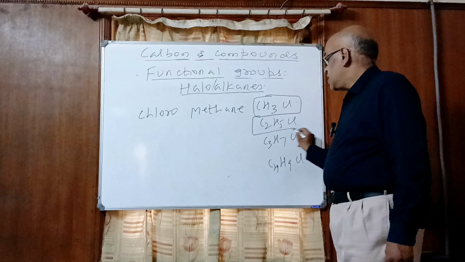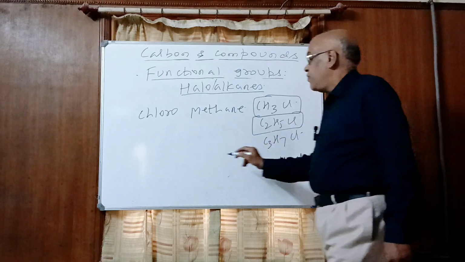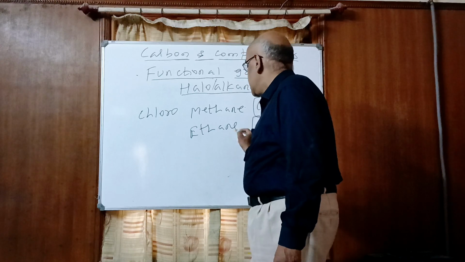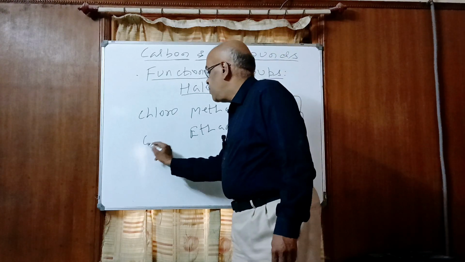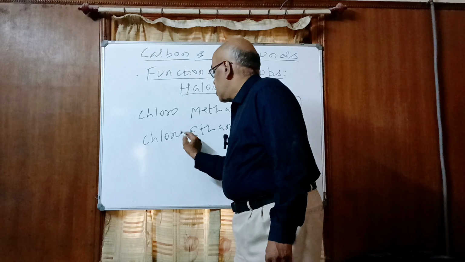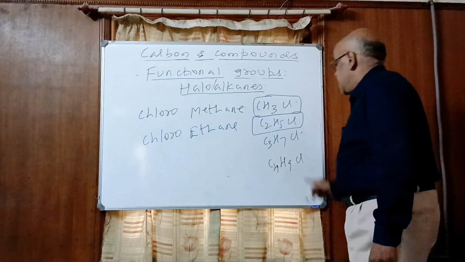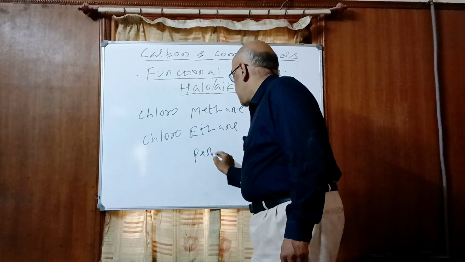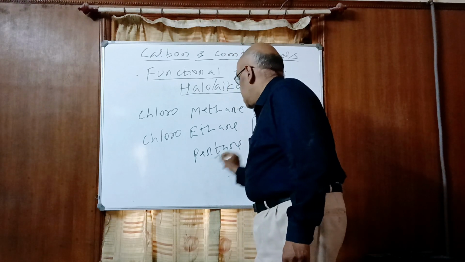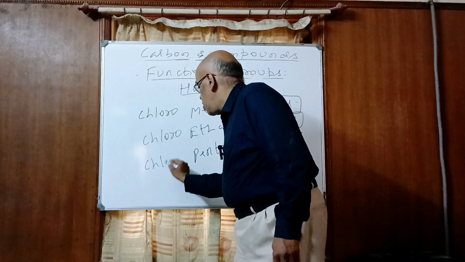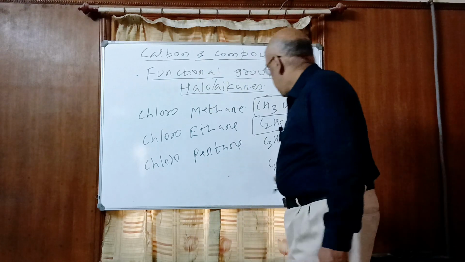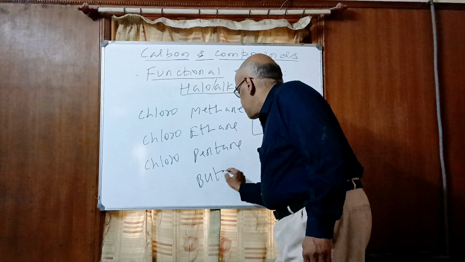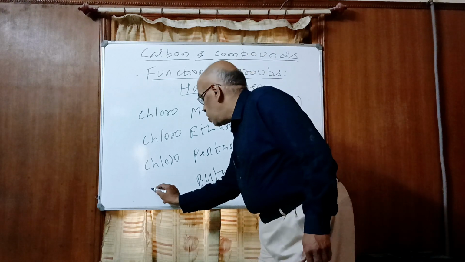What is the name of this compound, children? This is derived from ethane. Add a prefix to ethane. Prefix means adding a word before the parent hydrocarbon. Chloroethane. Similarly, what is the name of this? The parent hydrocarbon? Pentane. Chloropentane. What is the name of this compound? Butane. Chlorobutane.